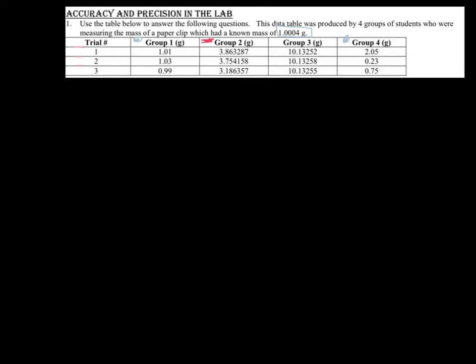Now, first of all, we need an average. So 3.863287 plus 3.754158 plus 3.186357. That comes to 10.8. Now to find an average, we add them all up and divide by my number of measurements, 1, 2, 3. So 10.8 divided by 3, and my average is 3.601. And that's enough decimal places for now.